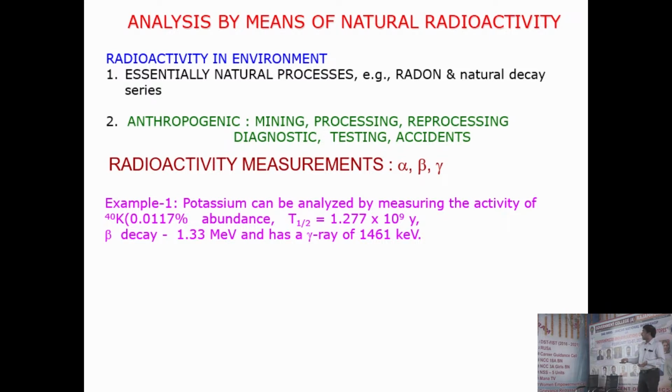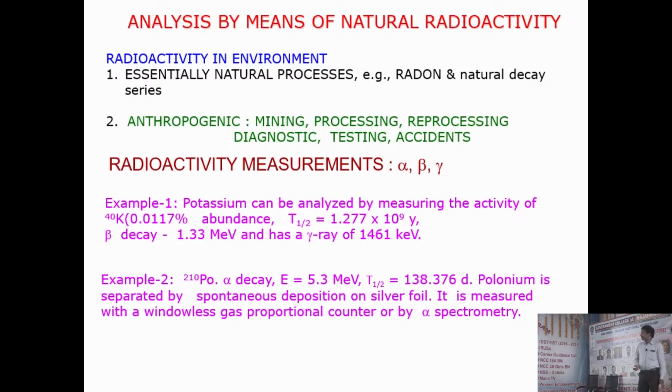Just to say, potassium-40 undergoes beta decay, and along with the beta decay of energy 1.33 MeV, one gamma ray is emitted, that is 1461 keV. Another example is polonium, which is also part of a natural decay series, and it emits an alpha particle with a half-life of 138 days. You may do a separation of polonium and deposit it on a silver foil, and it can be measured by a proportional counter or alpha spectrometry. From that we can see how much polonium is there in your sample. So these are just some examples I mentioned here.